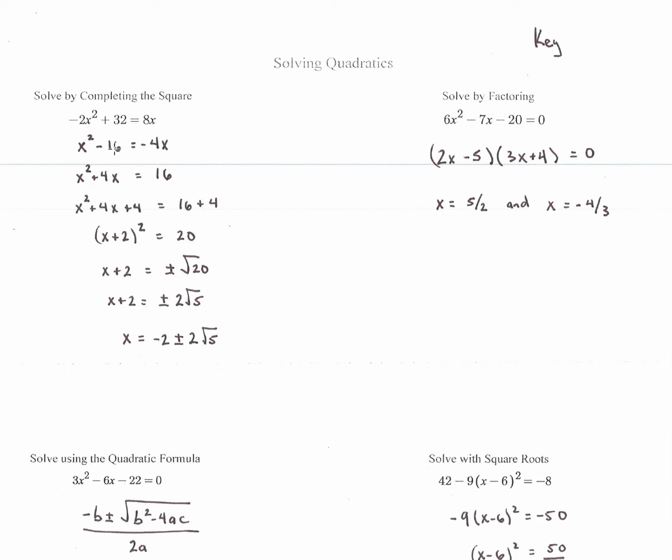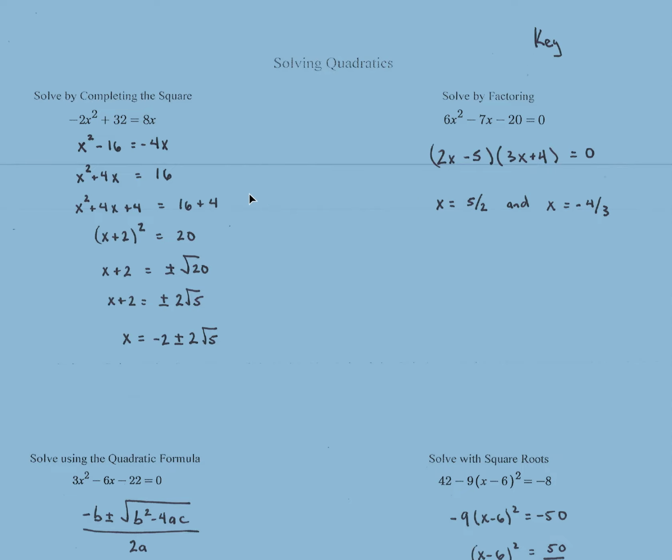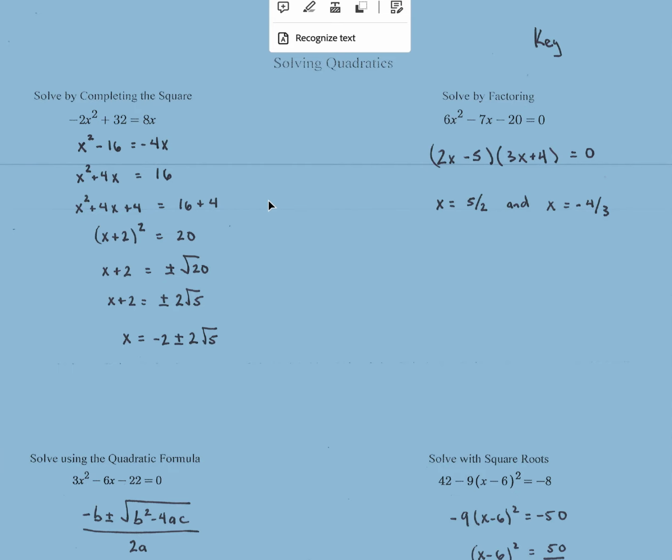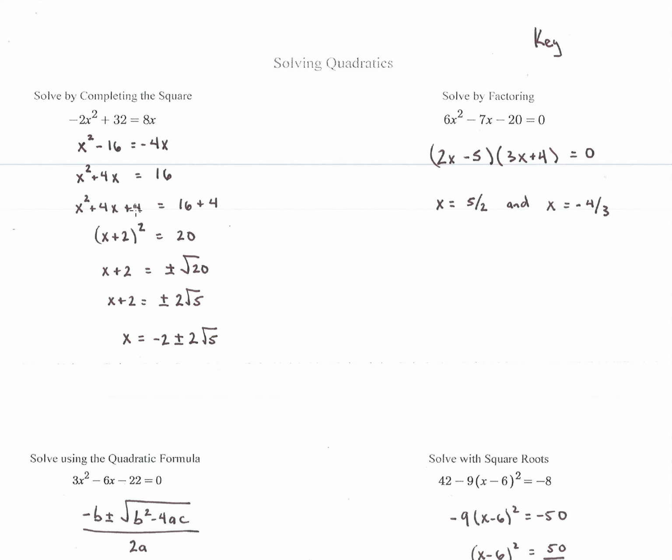And then to complete the square, I moved the 16 to the right side. I moved the 4x to the left side. I found the perfect number of 4. We find that by taking this number, dividing by 2, and squaring it. If I add 4 to the left side, I add 4 to the right side. I then complete the square on the left side.